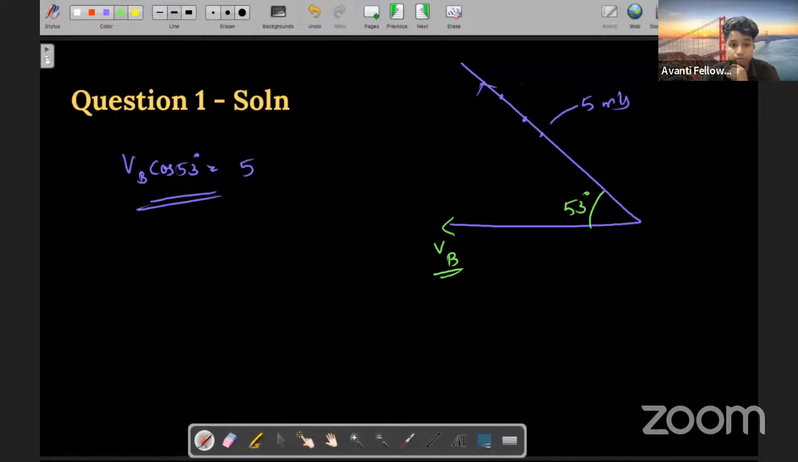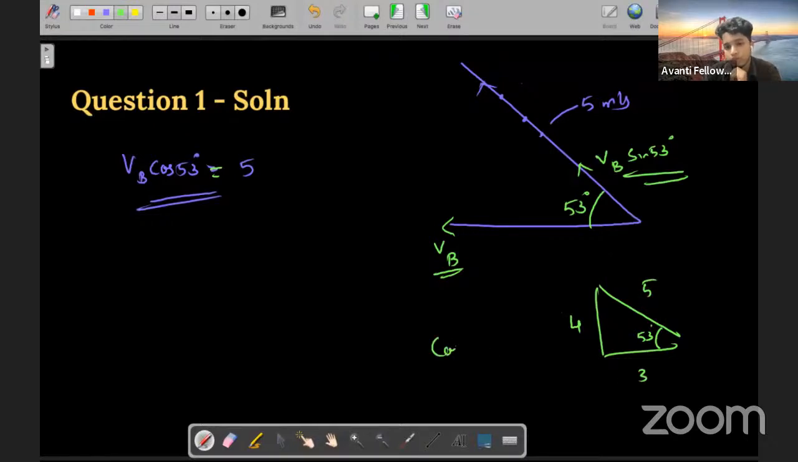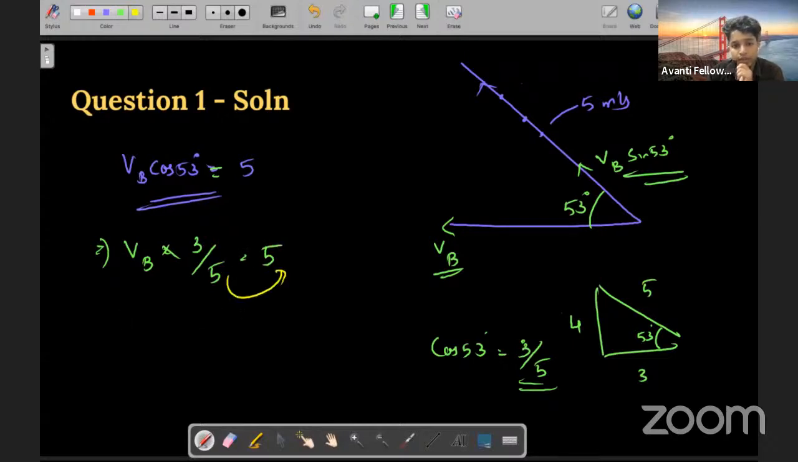Okay. Bagalkot students, very good. Let's check the answer. So there will be a component VB cos 53 degree equal to 5. And you know that for the famous 53 degree triangle, the sides are 3, 4, and 5. Cos 53 degree is adjacent side by hypotenuse, which is 3 by 5. So VB into 3 by 5 is equal to 5, and we get VB equal to 25 by 3 meter per second. This is your answer, students.